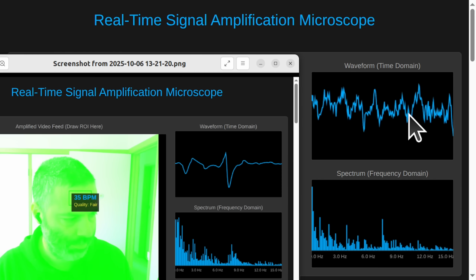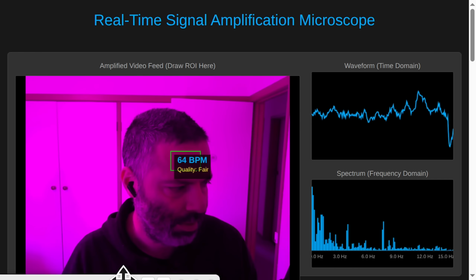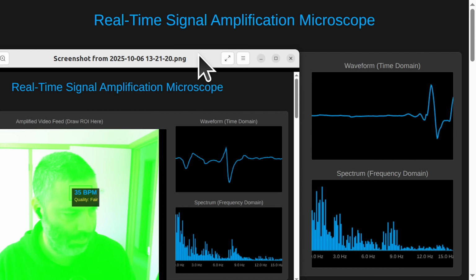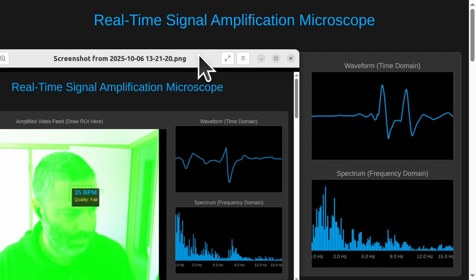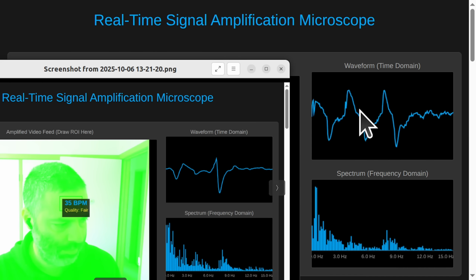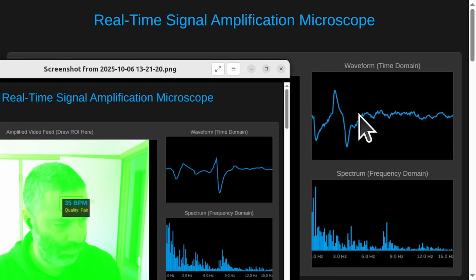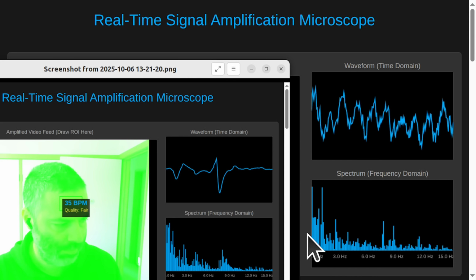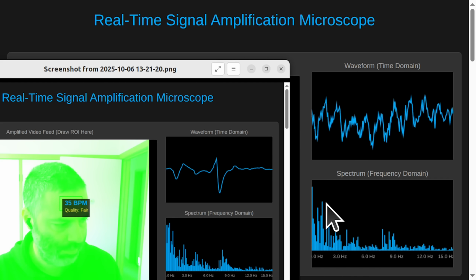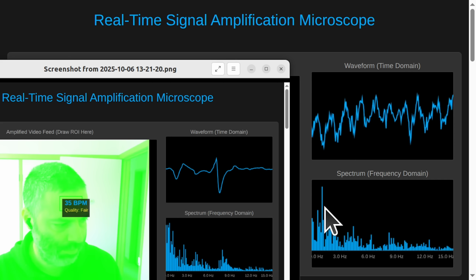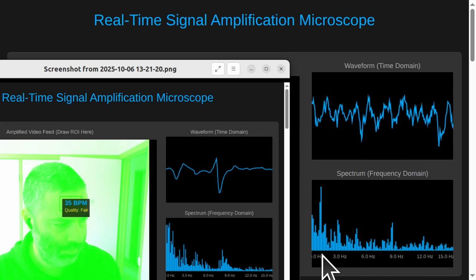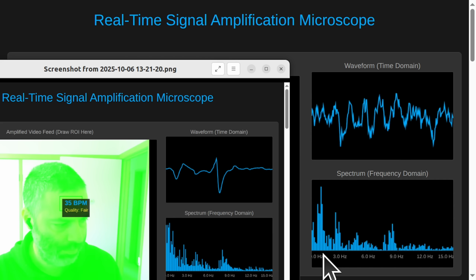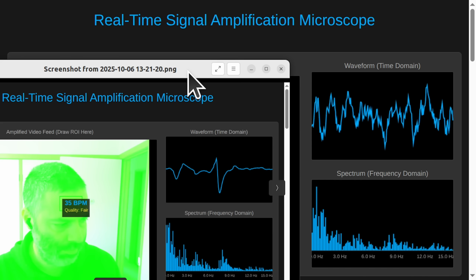I think that's my real BPM. The quality is poor. Why? We have light, and more light. So those amplifications are wrong. It's because of the flashing light. This is the real thing. And now we should see a peak. Yeah, around 2 Hertz, which indicates 70 BPM, which is my beats per minute.